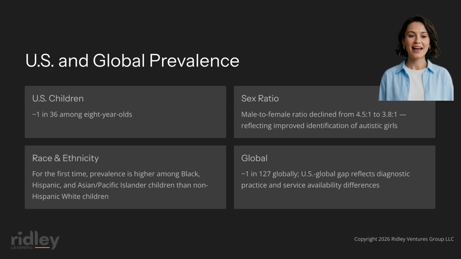For the first time in ADDM surveillance history, prevalence was lower among non-Hispanic white children than among non-Hispanic Black, Hispanic, and non-Hispanic Asian or Pacific Islander children, reversing a pattern that had persisted across all prior surveillance cycles and pointing to expanded identification in communities that were previously under-recognized.